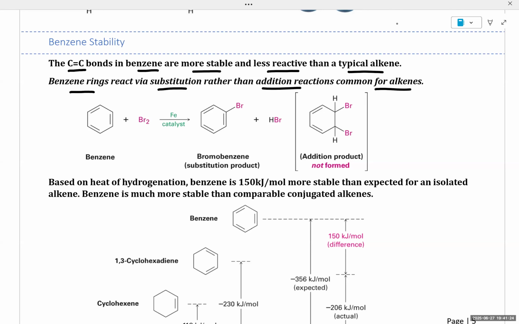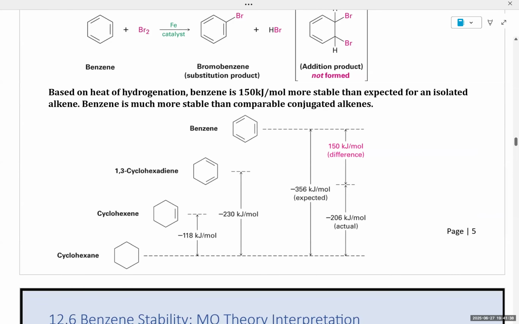Additionally, to get a benzene ring to react, you often have to use a catalyst and higher temperature, more vigorous conditions in order to provoke the benzene ring to react. Now, based on heat of hydrogenation, benzene is about 150 kilojoules per mole more stable than expected for an isolated alkene. Benzene is much more stable than comparable conjugated alkenes. So there's something special about the fact that all of the pi bonds in the benzene ring are fully conjugated. There's something special about aromatic compounds.